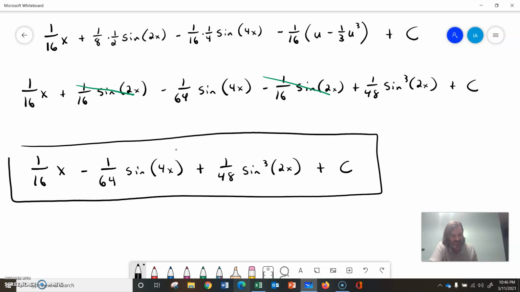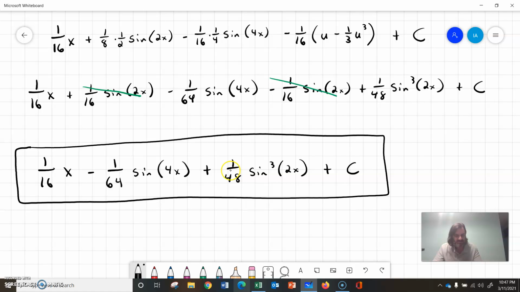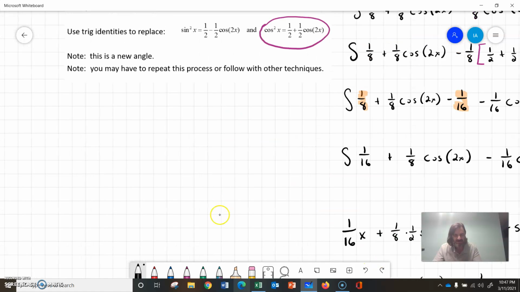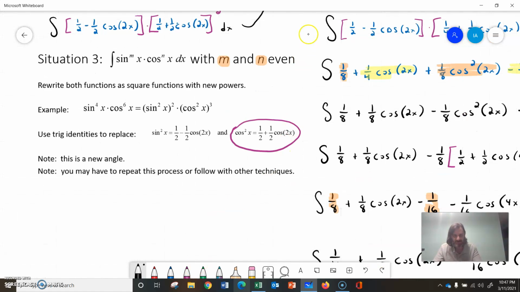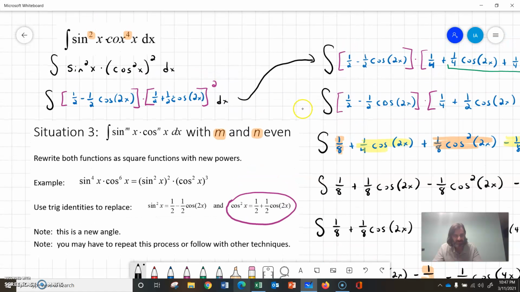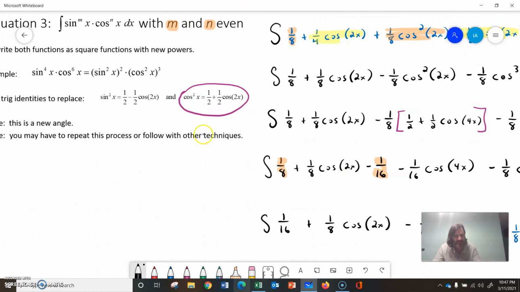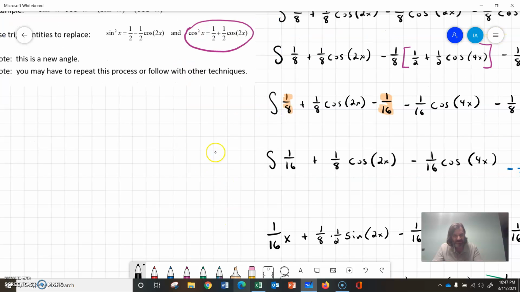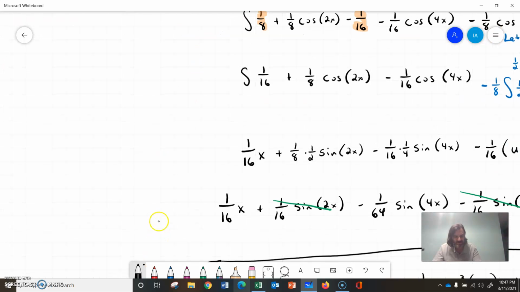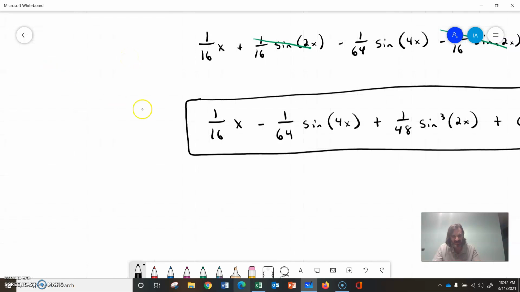So if you took the derivative of this, you should get back to the thing we started with, which was, I believe, way up here. Sine squared cosine to the 4th. Now, sorry, let me get back down here to where we are. Now the reason it doesn't look anything like that is because we got new angles.